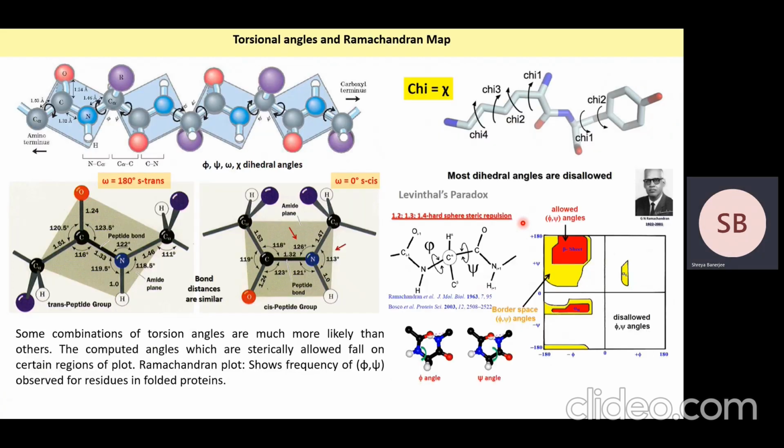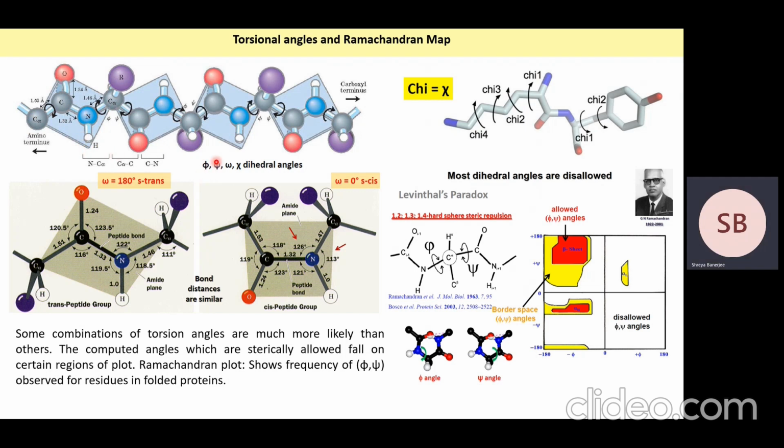Next, we'll quickly go into a revision of the different torsional angles and the Ramachandran map. If you remember, this is showing different amino acids held together by peptide bonds. So this is the peptide plane. Since C=O and NH have partial double bond character, the peptide group lies in a plane.